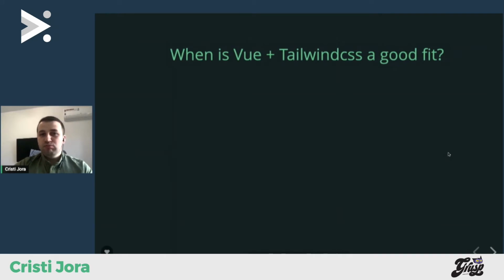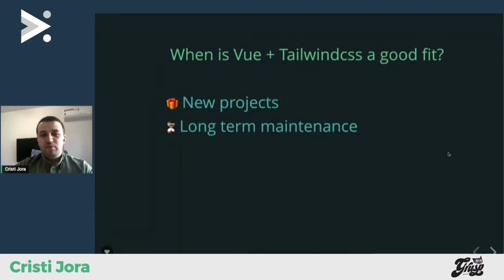All right, so let's start and see where this combination is a good fit from my point of view. It's a great fit for new projects, of course, but this is debatable because most technologies are a great fit for new projects. But the second option, which from my experience Tailwind proves to be a great fit for, is long-term maintenance, because it gives you a consistent set of utility classes, and as time passes by, it gives you consistency and an easier way to maintain the styling part of the projects.